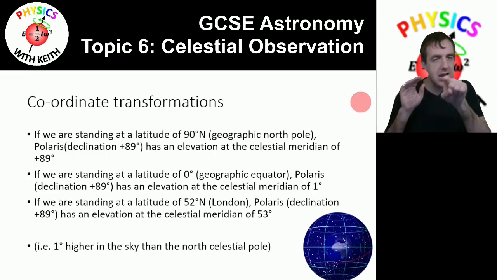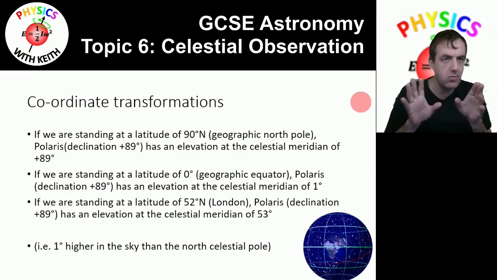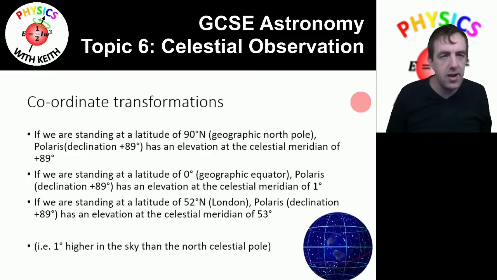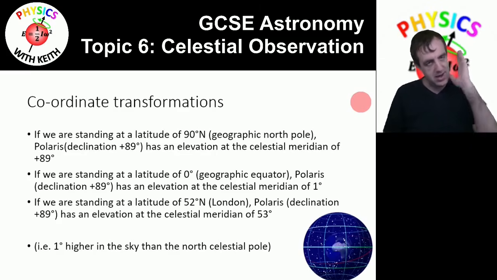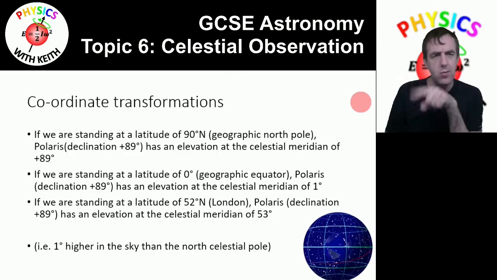That's the maximum elevation, which is the elevation as it crosses the celestial meridian, what we call culmination. We'll come on to that later. The third bullet point here says, well, what if we're standing in London? So if we're standing in London, 52 degrees north, Polaris is 89 degree declination. The elevation of it this time is 53 degrees. So check your rule that you came up with for the last example. Does it work for this example? If not, maybe the rule is wrong.